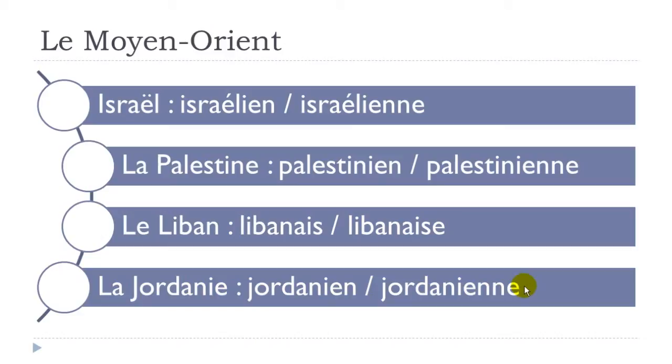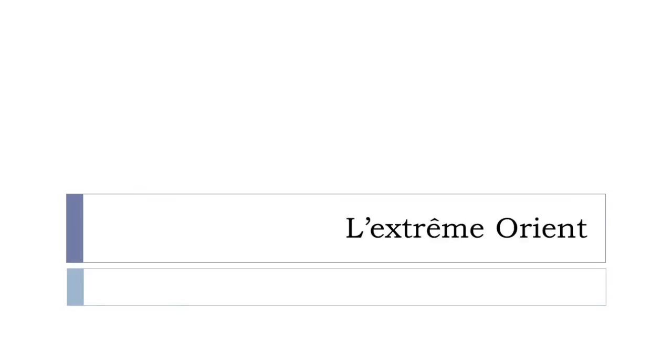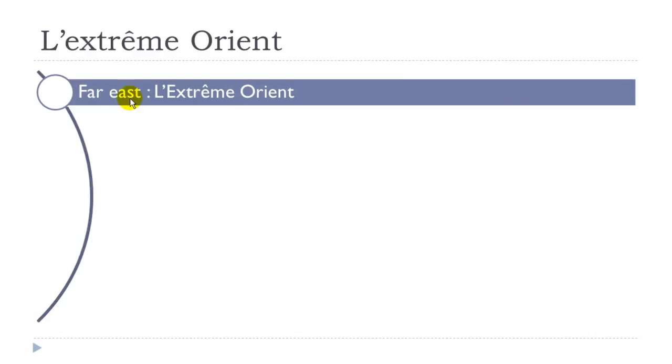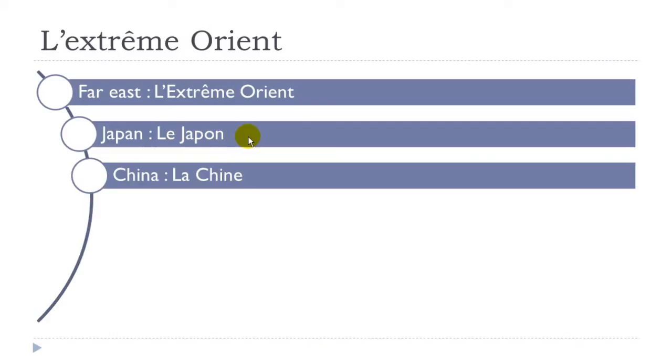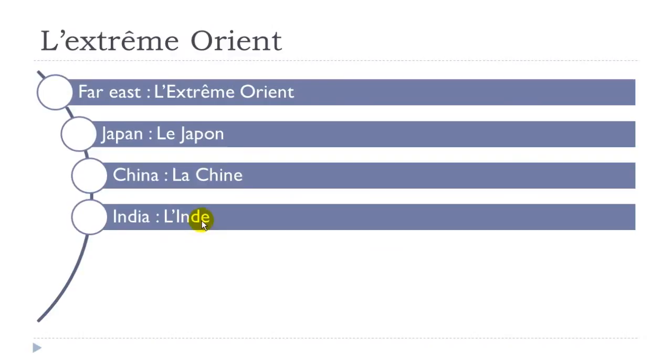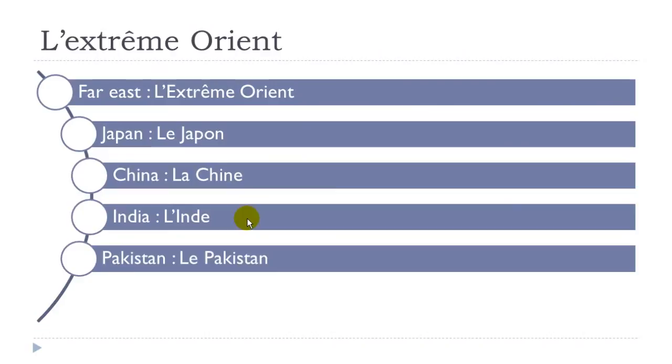L'Extrême-Orient, so Far East, so let's discover that together. So Far East in French, we'll say l'Extrême-Orient. Le Japon. La Chine. L'Inde. So remember, you get this nasal form, I-N-D-E. L'Inde. Le Pakistan.